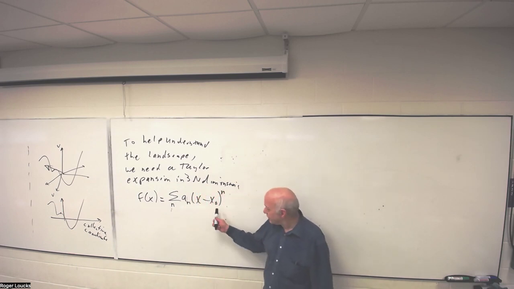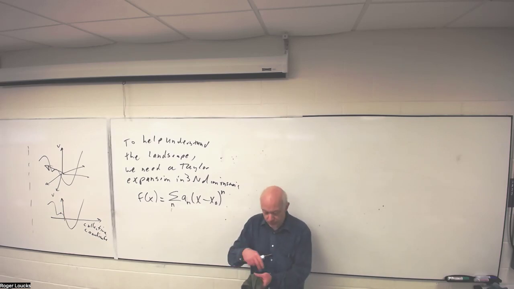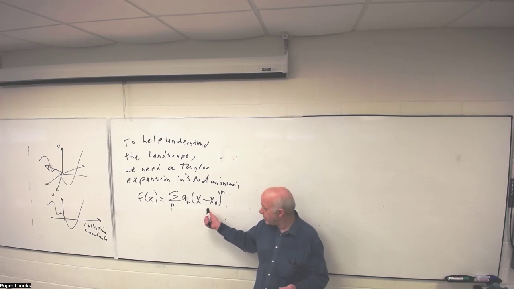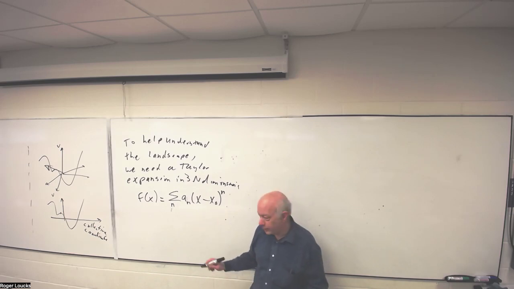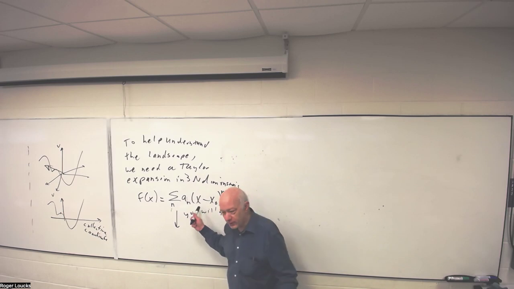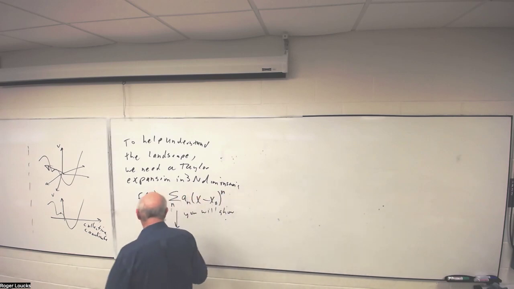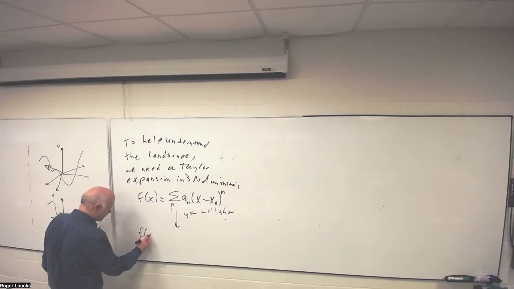So what is this point x naught? It's the point about which we're doing the Taylor expansion. We're going to say that around here, we represent the function by this power series. You're going to start here, and what are you going to show in the homework? You will show that this whole thing becomes the first derivative and advanced derivatives.